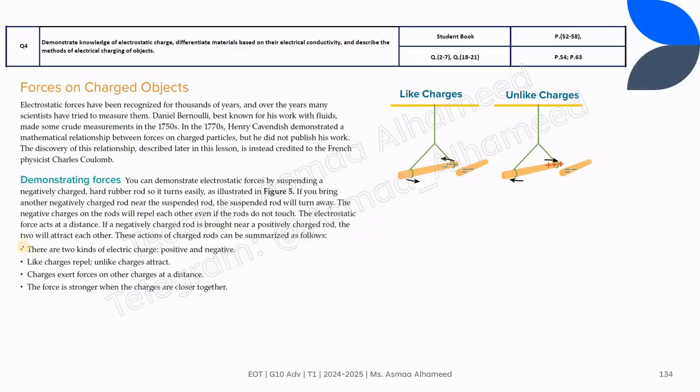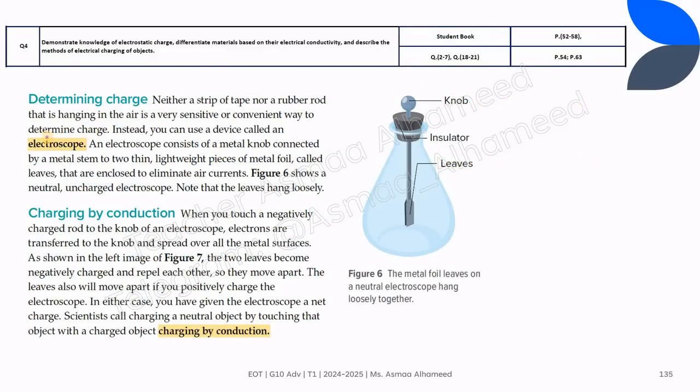This part talks about the forces on charged objects. So you have like charges repel, unlike charges attract, and charges affect each other. They apply forces on each other, same magnitudes, opposite directions, and so on. Here we have the device, which is the electroscope. It tells you if you bring an object closer to the electroscope, is it charged or not.